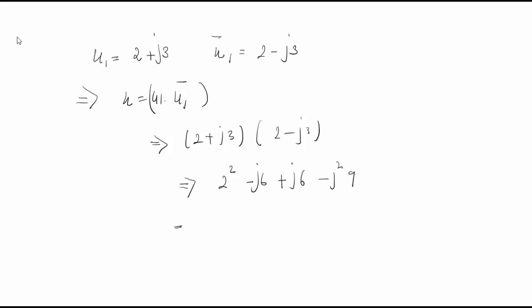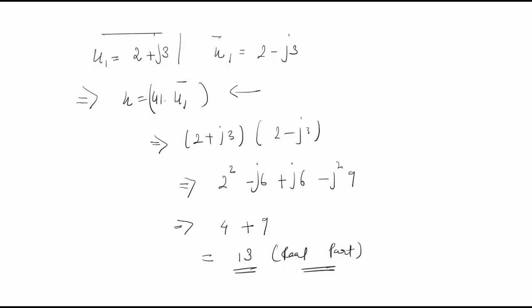So it will give an answer like 4 plus 9, which is equal to 13, and this is not a complex number, so it will have only a real part. So when you are multiplying a complex number by its conjugate, you will get a number which is a real number.